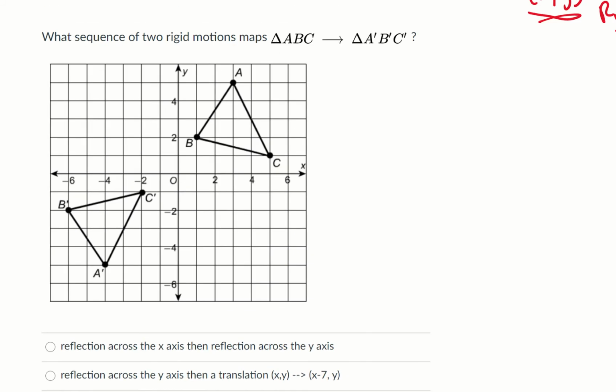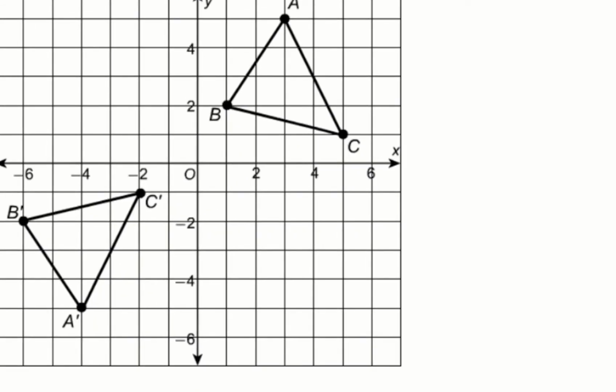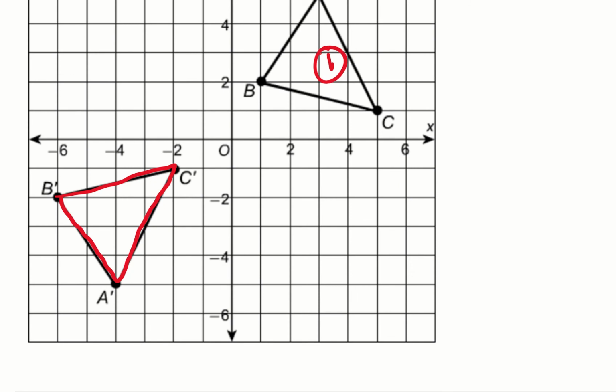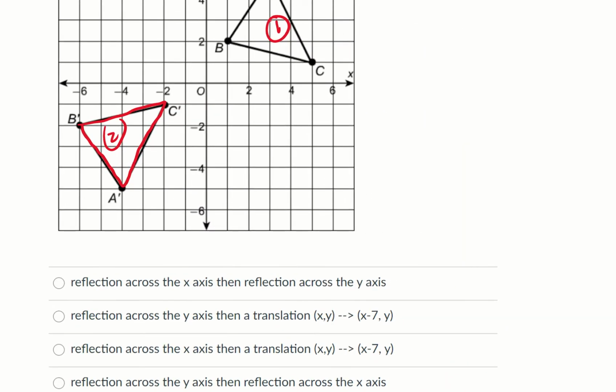So basically, what two things do we need to do to get from this triangle to this triangle in red? Okay, so this is 1, this is 2. We want to get from 1 to 2. All right, so reflection across the x-axis and then reflection across the y-axis. Let's see if that holds up.